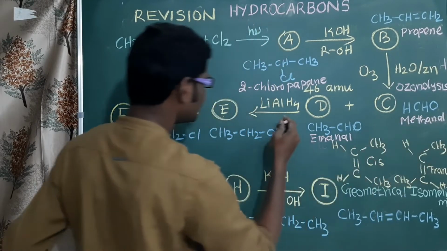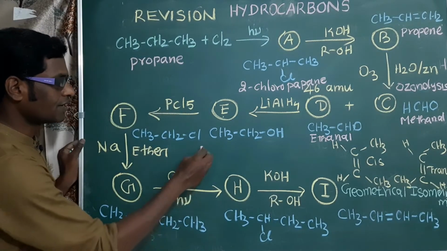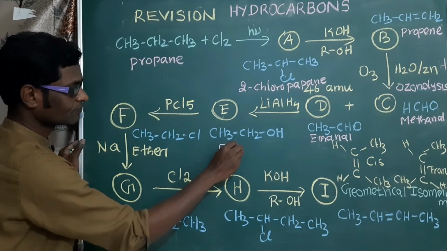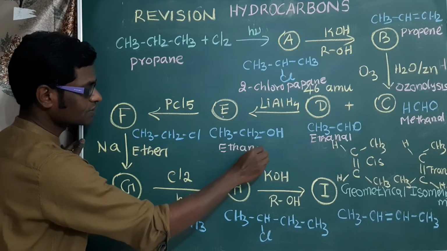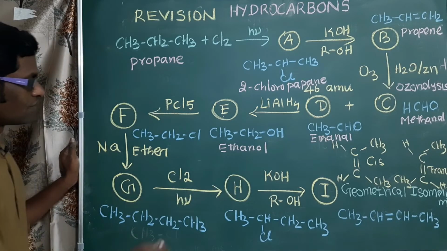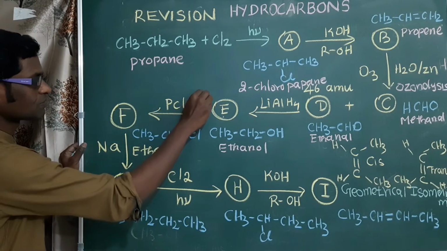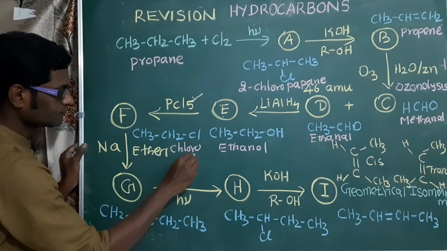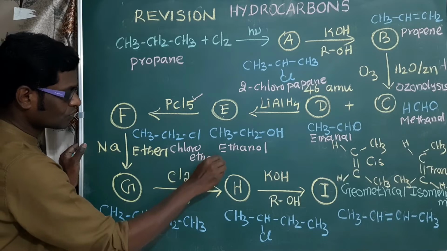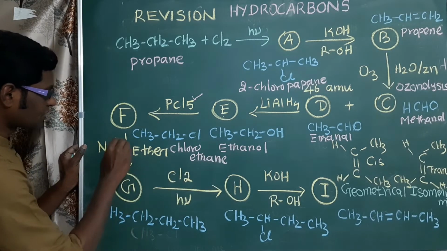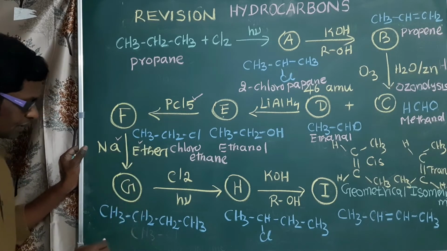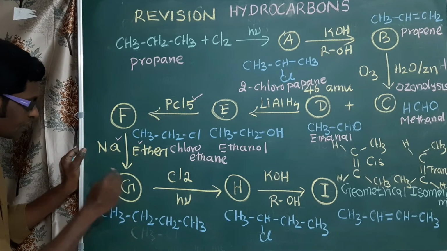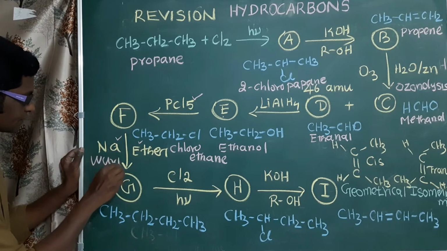When ethanol is treated with lithium aluminum hydride, we will get ethanol. This reaction is called a reduction reaction. When ethanol is treated with phosphorus pentachloride, we will get chloroethane. This chloroethane, treated with a mixture of sodium and ether, gives butane. This reaction is called the Wurtz reaction.